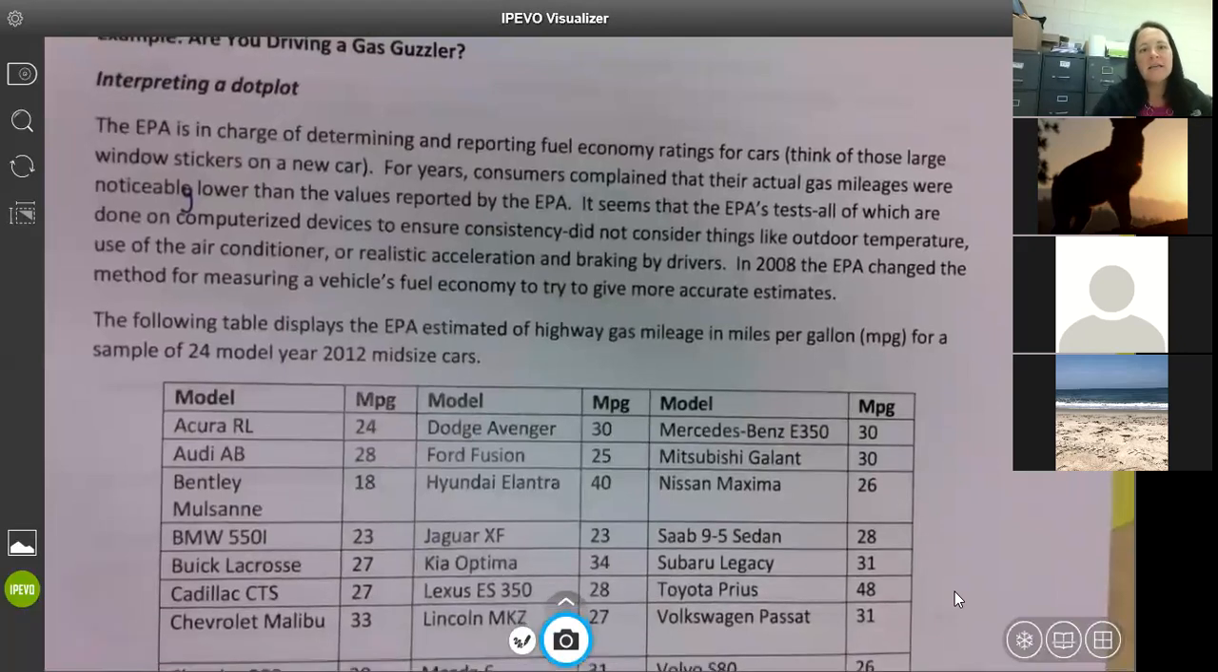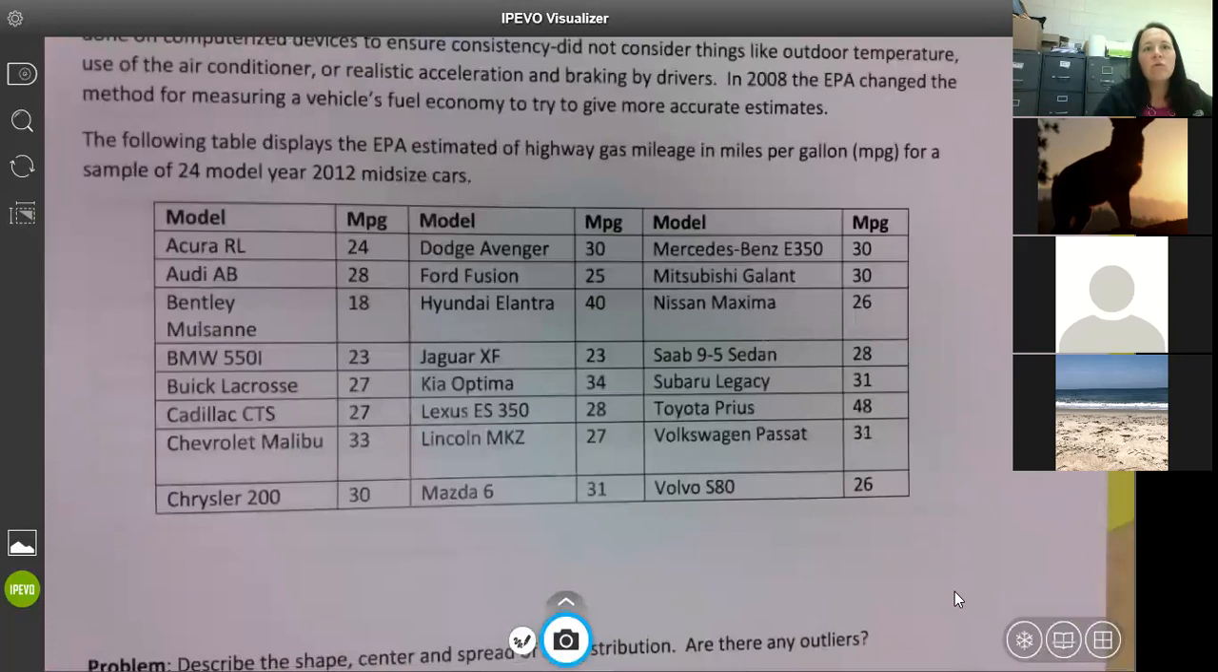Okay, so we're just looking at this. These are the models of 24 of the 2012 midsize cars. So my question is, what are your individuals? Models of the car. Of what kind of cars?